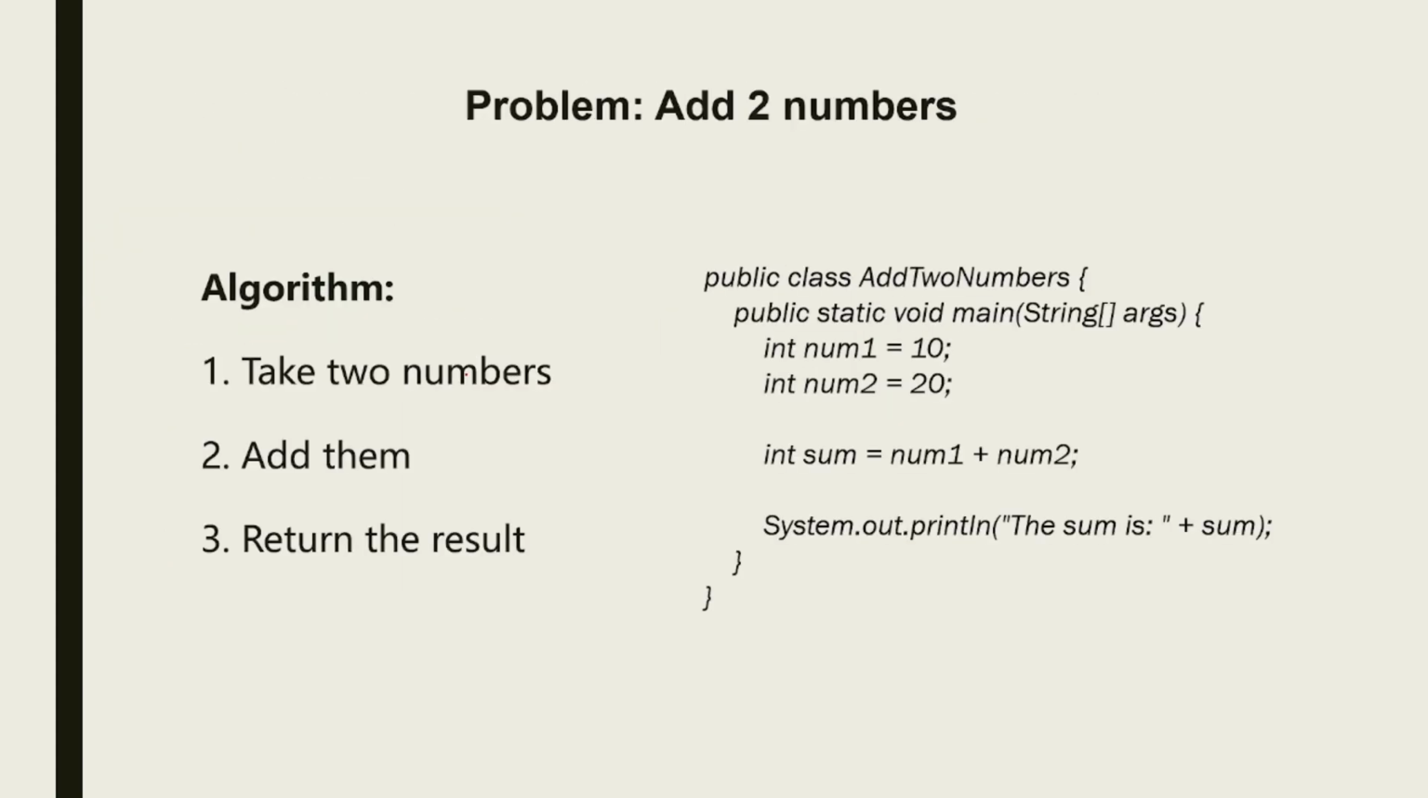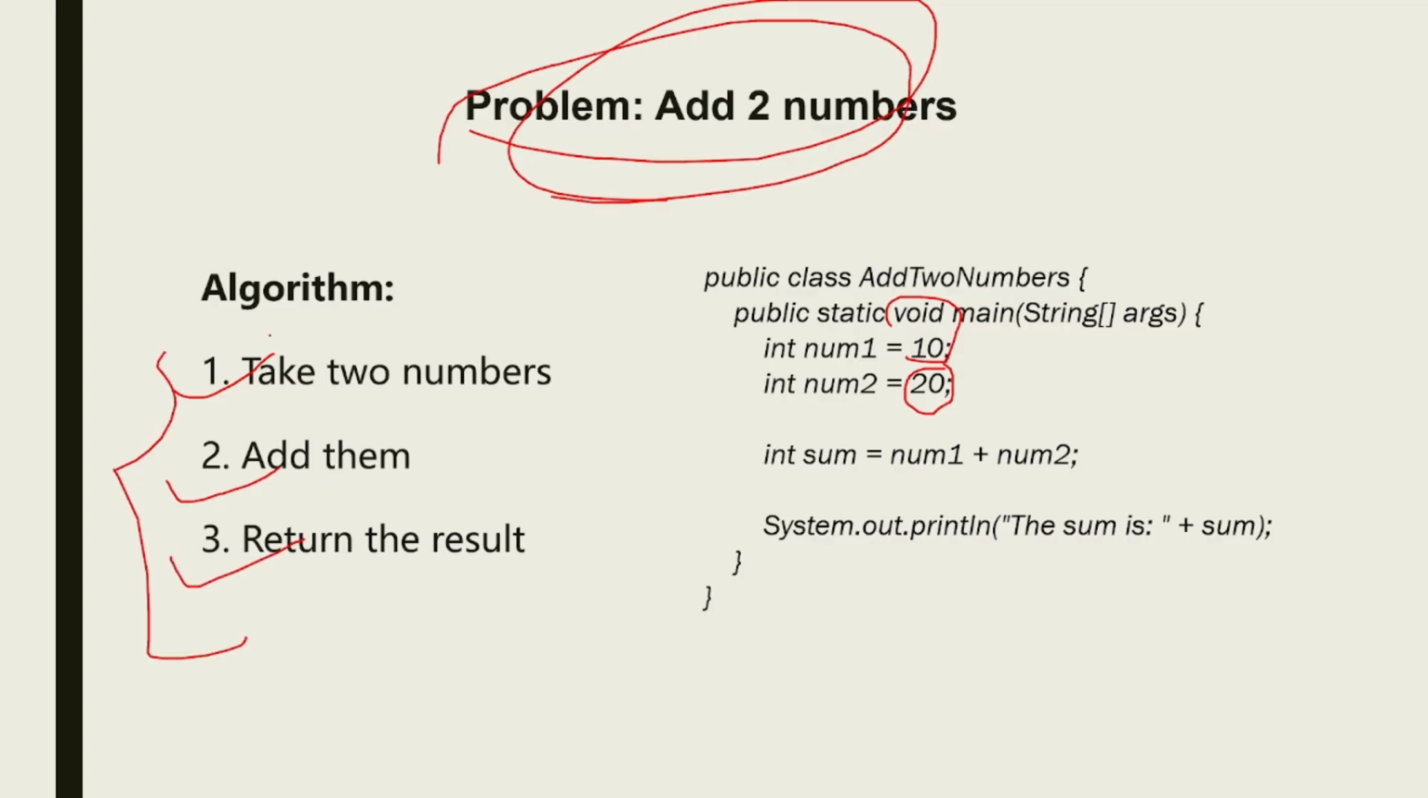Let's understand it with an example. A basic example is adding two numbers. We have two numbers, like 10 and 20. For adding these numbers, initially we should have two numbers, so take two numbers. Then we add them, like 10 plus 20. After that we get 30. So this 30 will be returned as the result. These three steps are the algorithm for that problem.